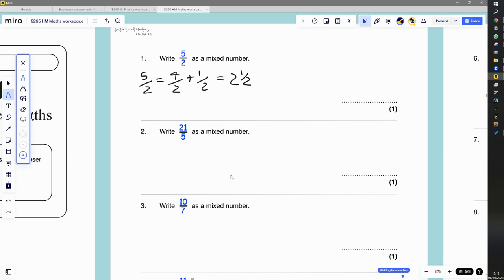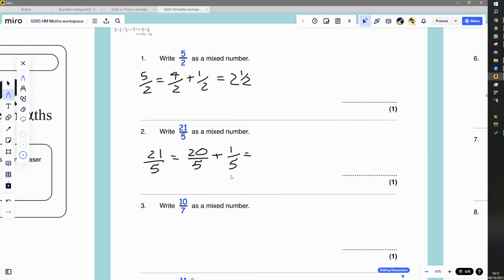21 over 5. Right, so let's see. What's the largest number that is divisible by 5 and is lower than 21? Well, 21 isn't divisible by 5. So the next lowest number that is divisible by 5 is actually 20. So in other words, 21 over 5 is the same as 20 over 5 plus 1 over 5.